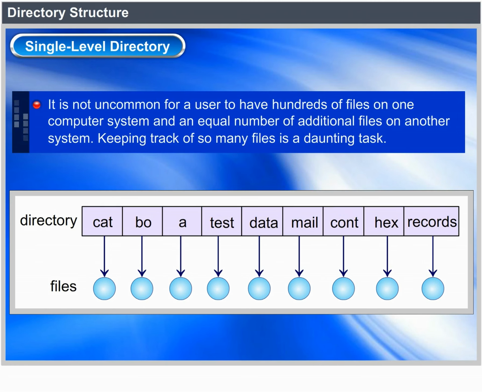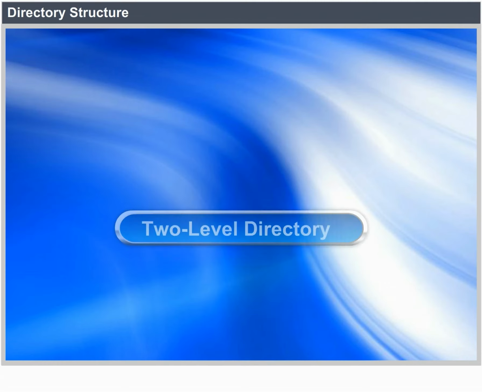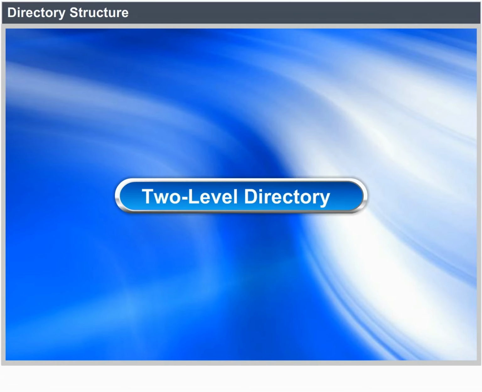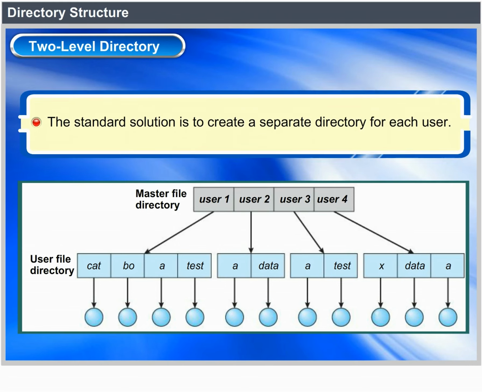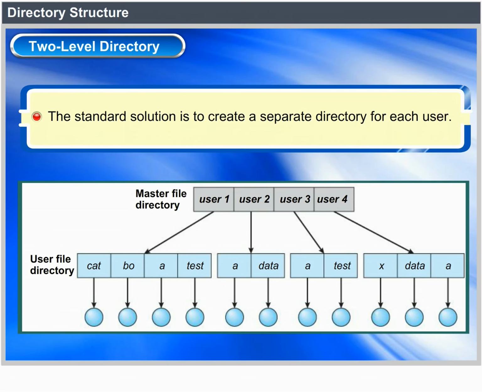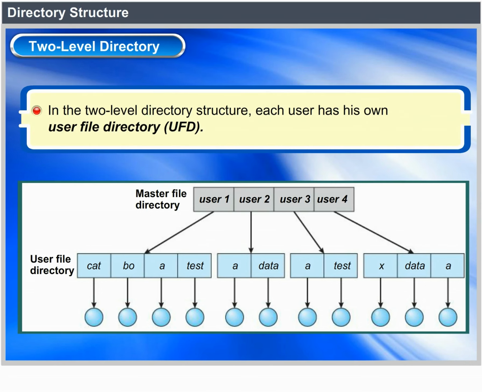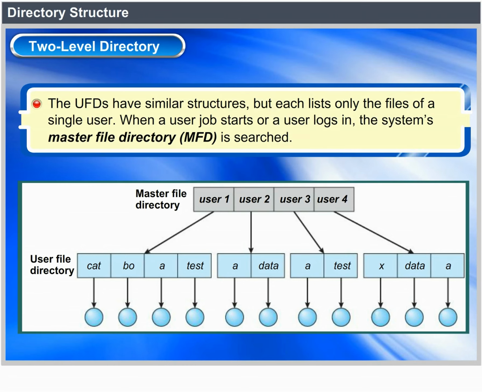Two-level directory. As we have seen, a single-level directory often leads to confusion of file names among the different users. The standard solution is to create a separate directory for each user. In the two-level directory structure, each user has his own user file directory, UFD. The UFDs have similar structures, but each lists only the files of a single user.